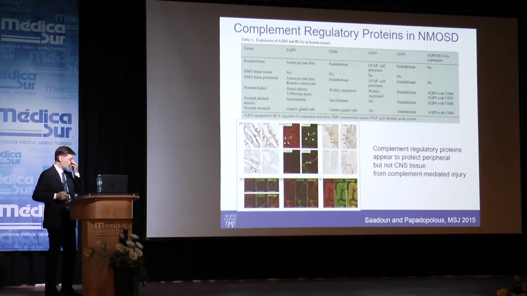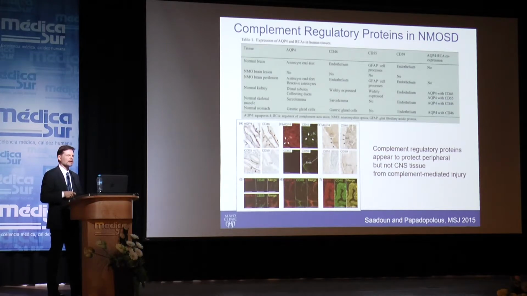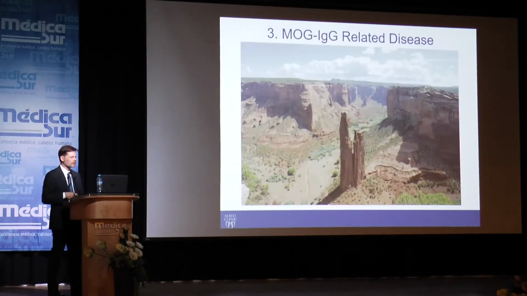Some of these tissues have little to no regulatory protein and are susceptible. Others have a high level of regulatory protein and seem to be relatively protected. So again, knowing the antigen-antibody relationship not only tells us about this disease, but is telling us a lot about mechanisms of complement-related autoimmunity relevant to many other disorders in neurology and other diseases.